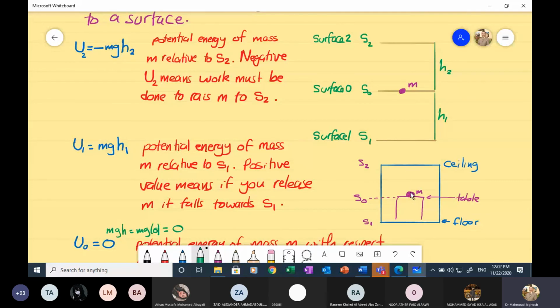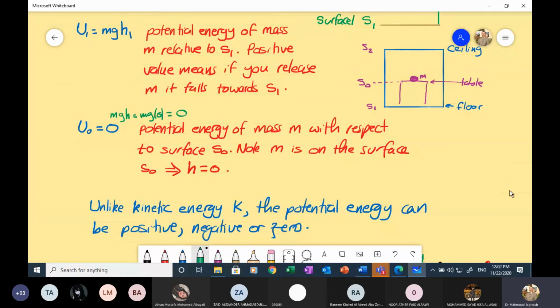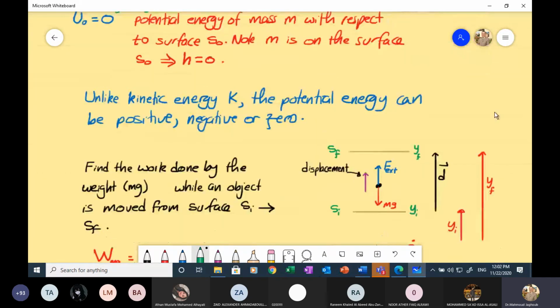But if you release it, it will go down. You don't need to do work for it to go down. So it has positive energy with respect to this surface, but it has negative energy with respect to this surface. What I want to get at is the following. Whenever you define potential energy, you must tell me with respect to which surface you are defining this energy.